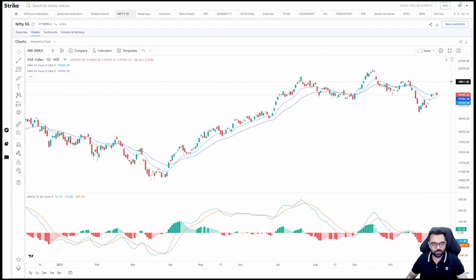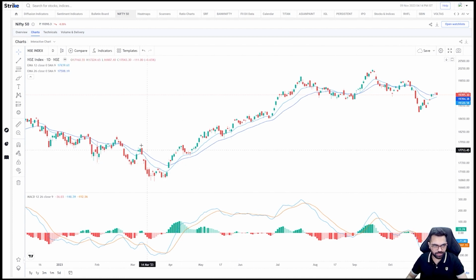So let's come to the calculation of MACD and the components. The first component is the blue line, which is known as the MACD line. It is nothing but the difference between a fast moving average and a slow moving average. In the default MACD settings, it uses the difference between the 12-day exponential moving average and the 26-day exponential moving average.